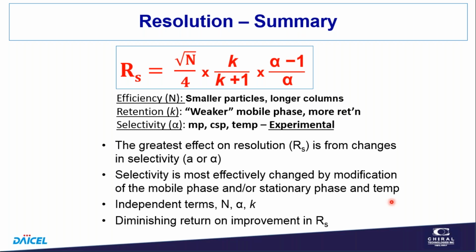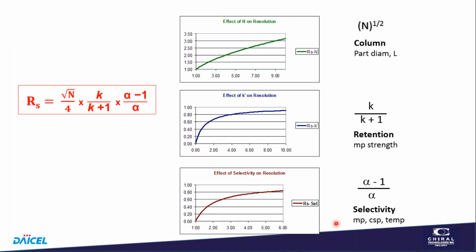And this is a little bit of a problem in chromatography. There is a diminishing return on each of these terms in improving resolution. And this is just some graphs. Since resolution increases as a square root of the number of theoretical plates, if you want to double the resolution, you have to have a 4-fold increase in column efficiency. Or if you double column efficiency, you only get a 1.4, square root of 2, improvement in resolution.